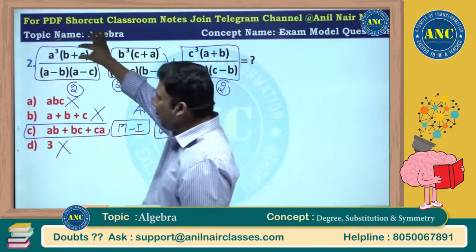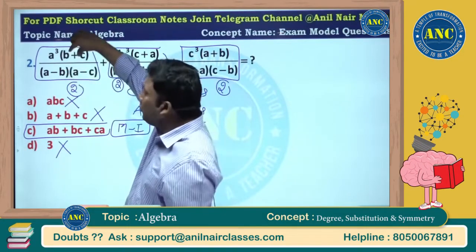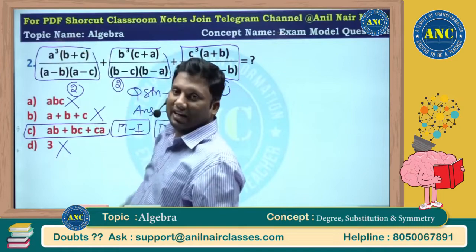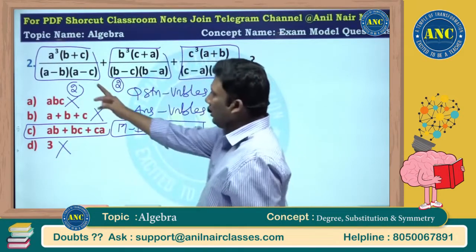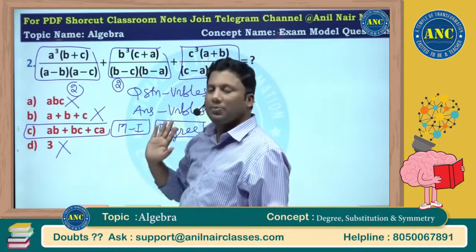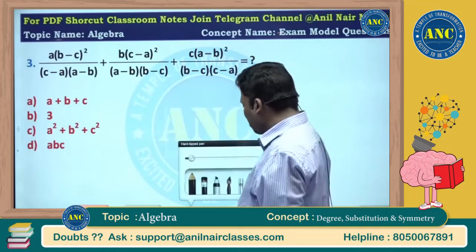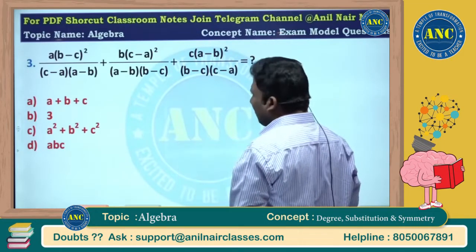Again listen carefully. Here the numerator degree is 4, denominator degree is 2. The answer will be degree 2. Degree 2, degree 2, degree 2. The answer will be degree 2. So the option is AB plus BC plus AC. Very, very easy question. Slowly we will increase the level of difficulty.